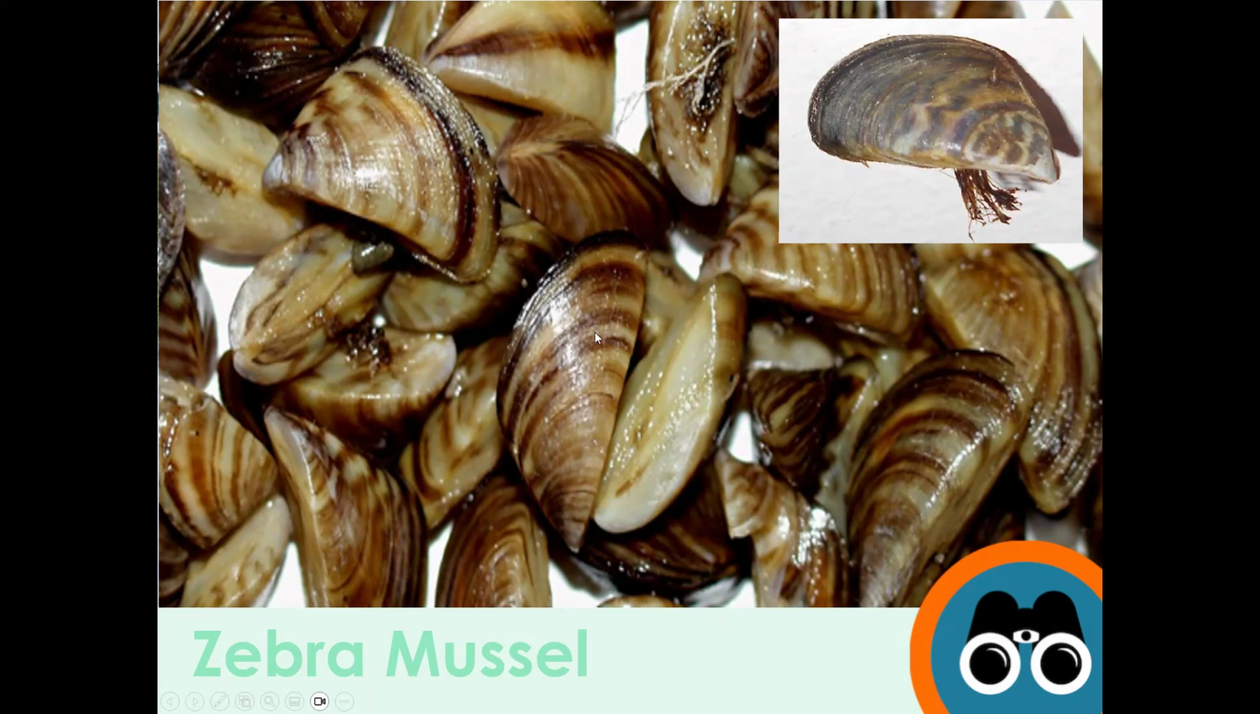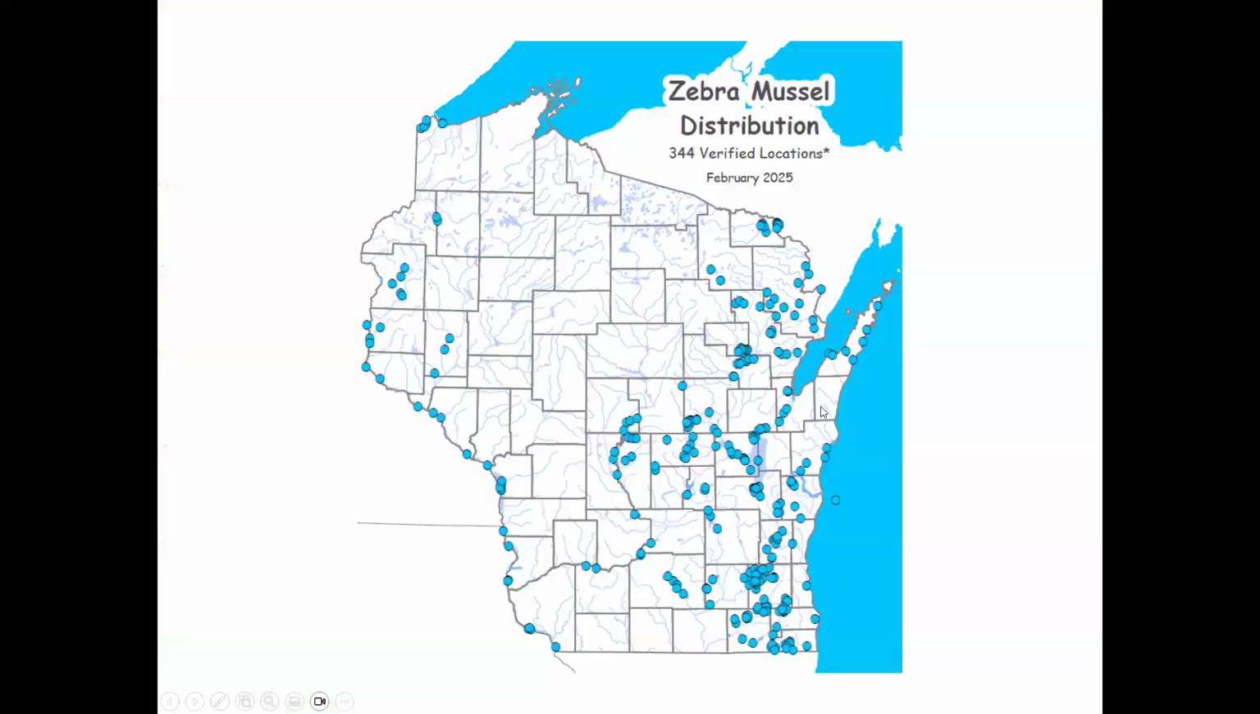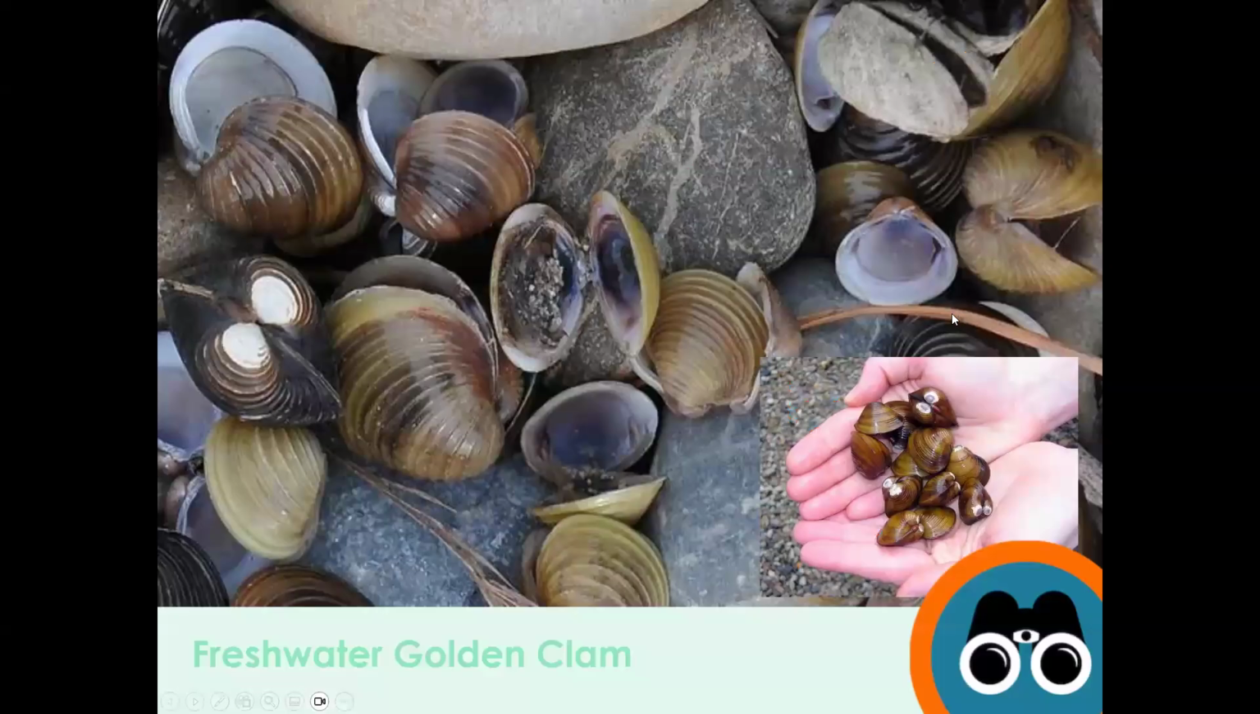If you live in the Madison area, you're probably very familiar with these from the Madison Lakes. And they're found in several different places across Wisconsin. Not so much in the northern part, but they're pretty common in certain parts of the state. If they are found up north, it's something we would definitely want to know about pretty quickly so that we can work hard to do education outreach efforts to prevent them from spreading to other areas.